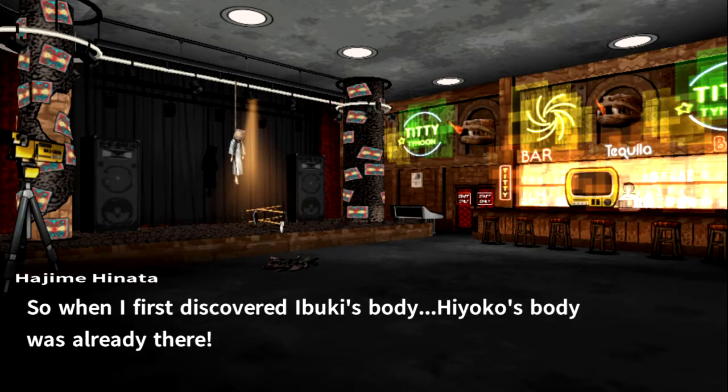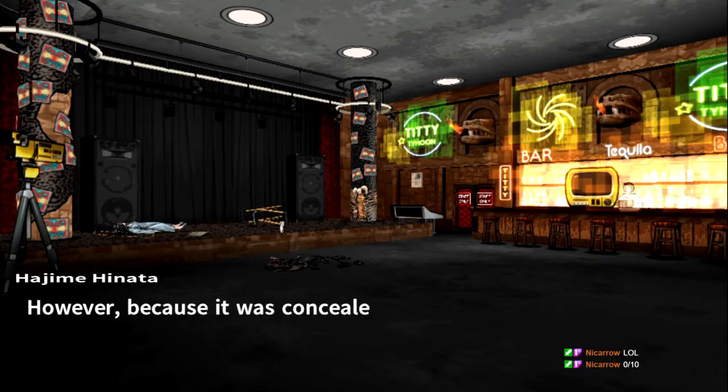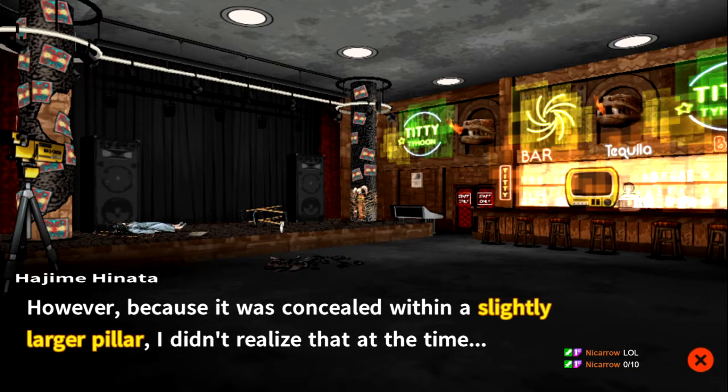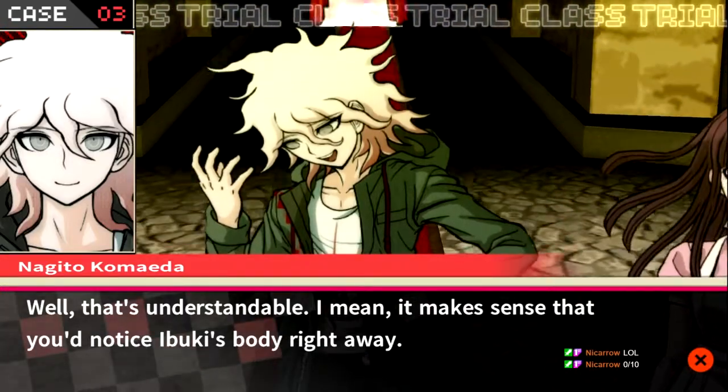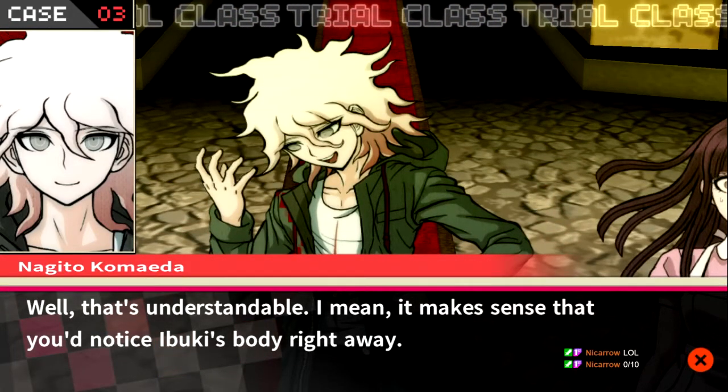So when I first discovered Ibuki's body, Hiyoko's body was already there. This doesn't make sense though, because you can see they didn't think this thing through. You can see the hanging scrap off the ring. Even though it should be attached to the wallpaper, you shouldn't see that little scrap. They didn't think this through. Oops. However, because it was concealed within a slightly larger pillar, I didn't realize that at the time. Well, that's understandable. It makes sense that you'd notice Ibuki's body right away.